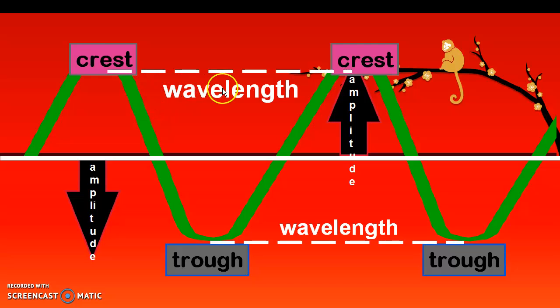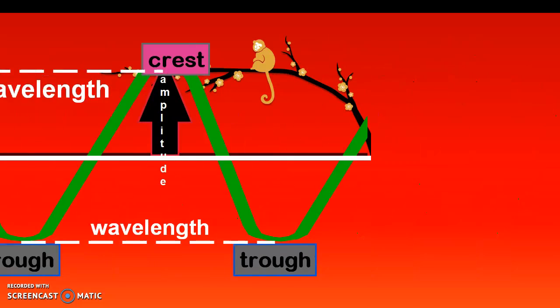Take note of wavelength. From one crest to another crest makes a wavelength. Take note of amplitude. From this white line, which is the equilibrium position or the rest position, to the top represents an amplitude. From this line to the crest, or from this line to the trough, the point of trough or the point of crest, is called the amplitude. Okay, so we're going to be looking at these characteristics one by one.